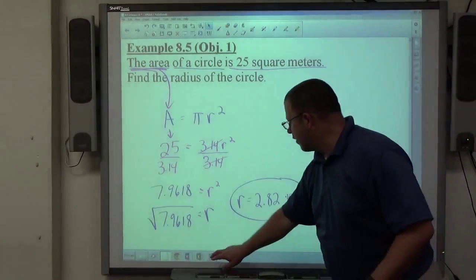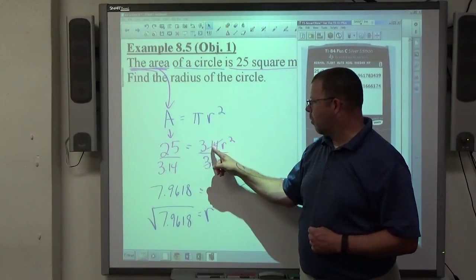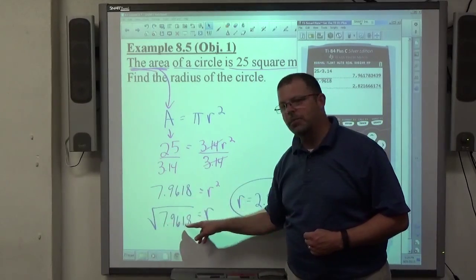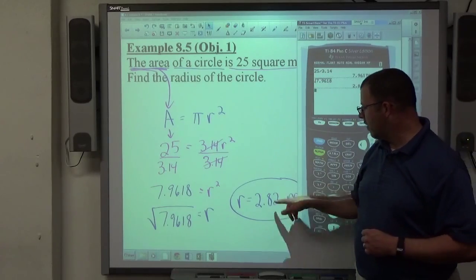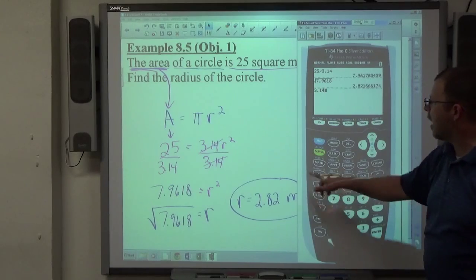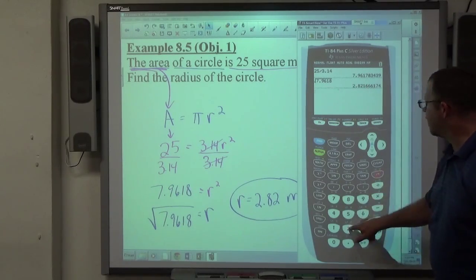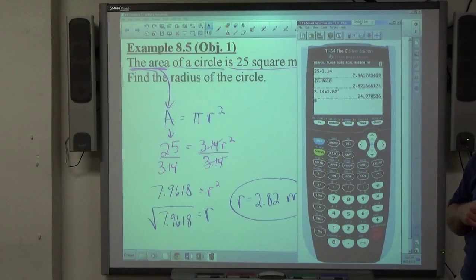Now, if you wanted to verify the correctness of that answer, keep in mind, I approximated pi as 3.14. I approximated 25 divided by 3.14 to this. I approximated the square root to this. So I've done a lot of approximating here, so I won't get exactly 25 if I use 2.82 as a radius. But if I try this, 3.14, which is pi, times 2.82 squared, that should be very close to 25, and this comes out to 24.97.